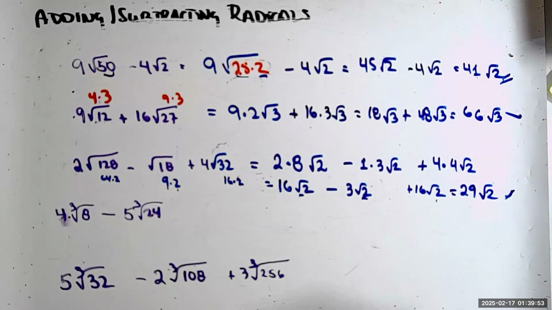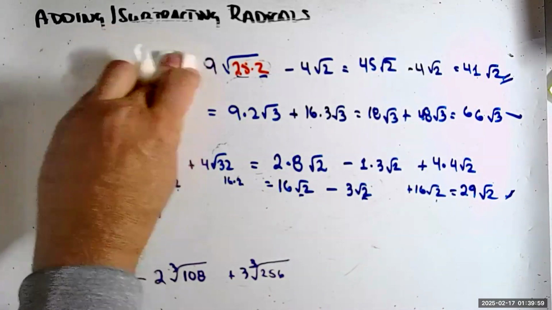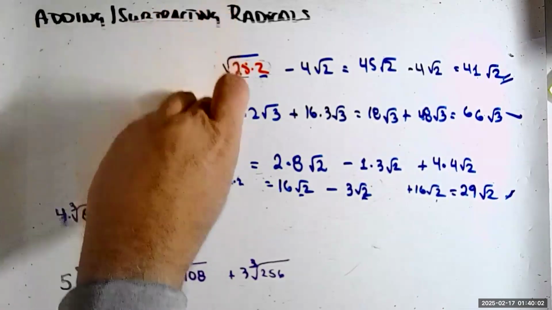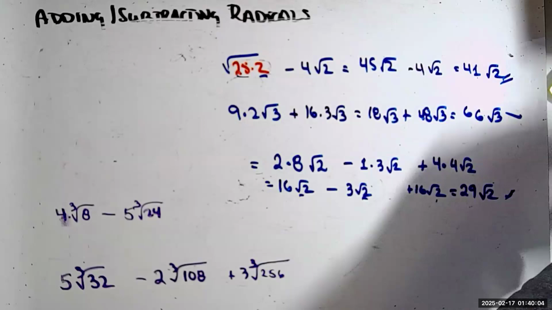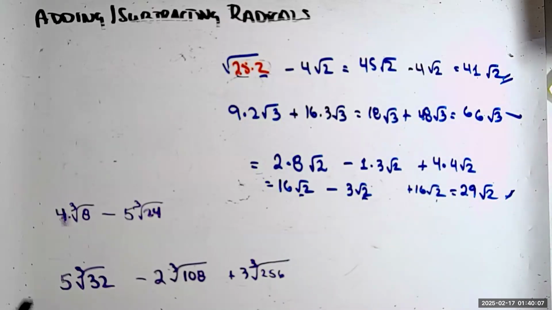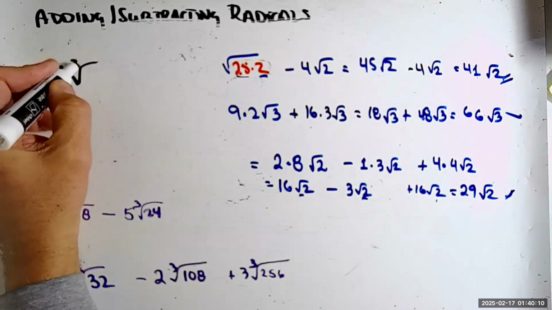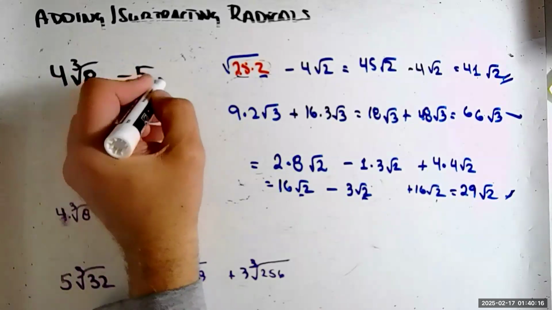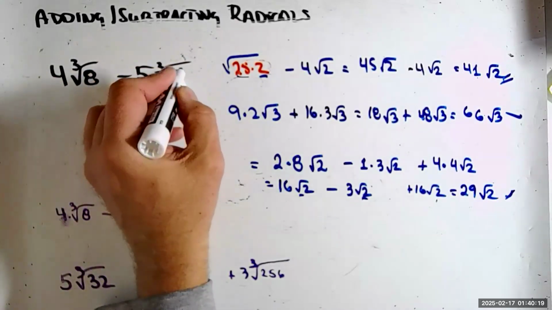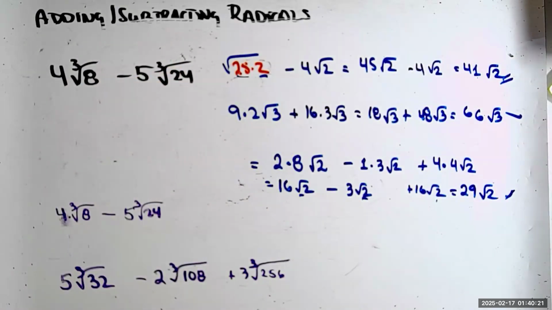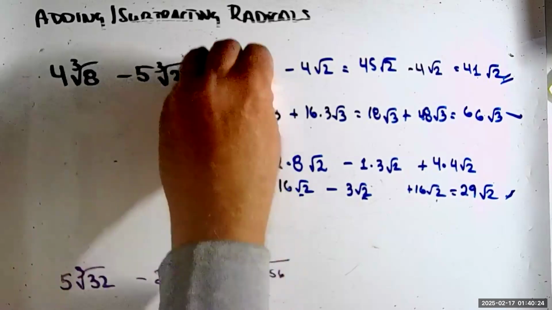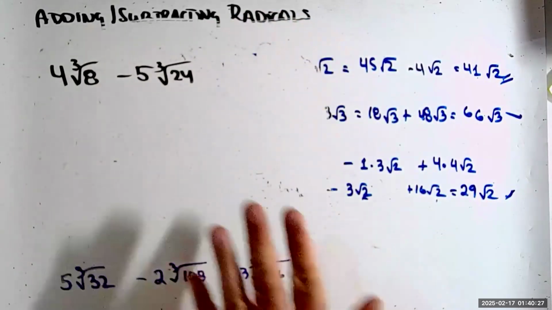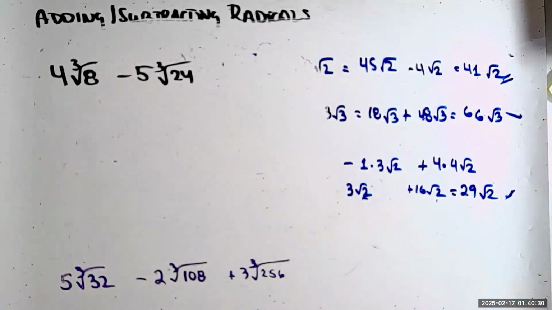Of course, you can always pause the video. I'm going to erase. I noticed that I'm kind of stupid writing everything at once. So what if I have 4 cube root of 8 minus 5 cube root of 24? And now we're dealing with cube roots. What's the cube root of 8? Well, 2.